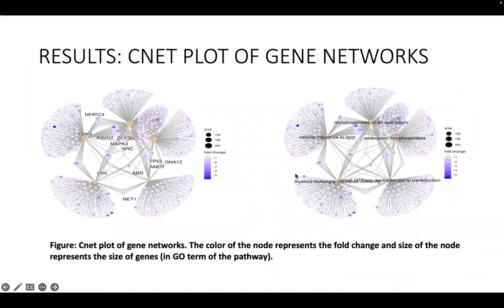So here is a cnet plot of the gene networks. Here we can see the color of the node represents the fold change and the size of the node represents the size of the gene set. So here are the genes and here are some down-regulated gene ontology terms. Here fold change is negative.